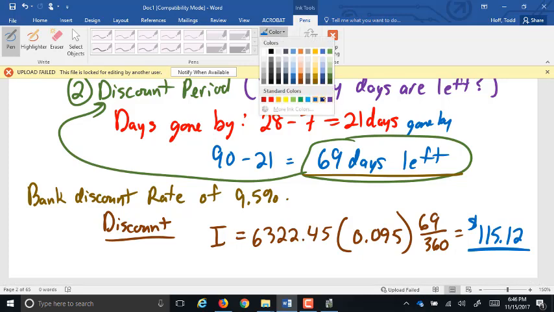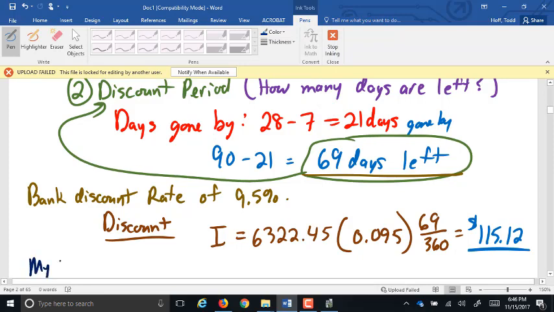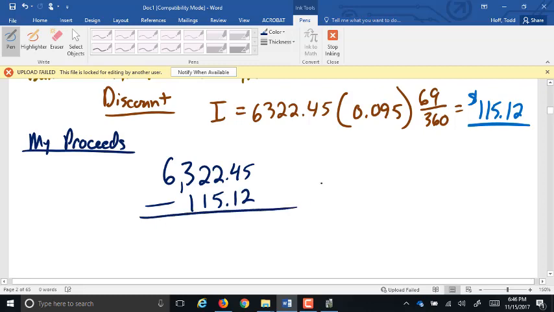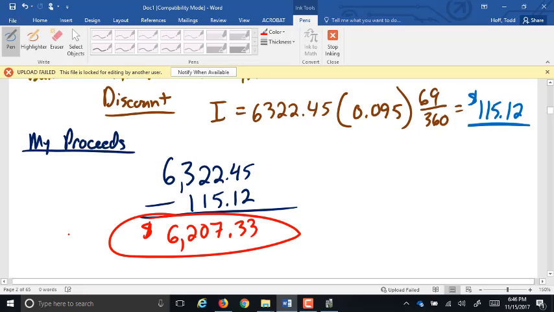So how much do I get? Now I take the $6,322.45 and I'm going to subtract 115.12. There you go. $6,207.33 is what the bank is going to hand me.